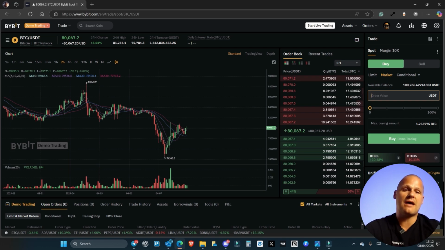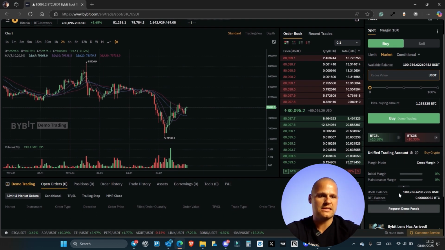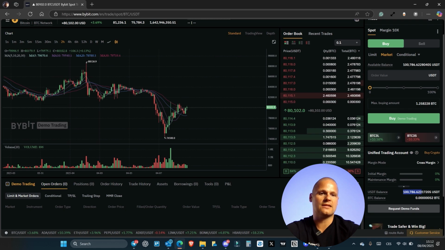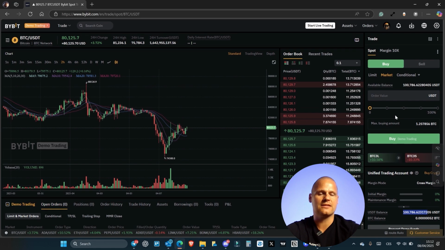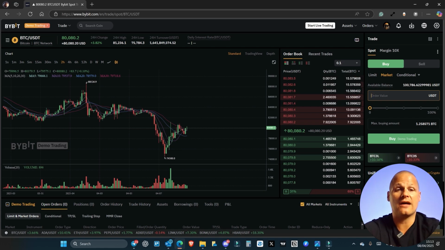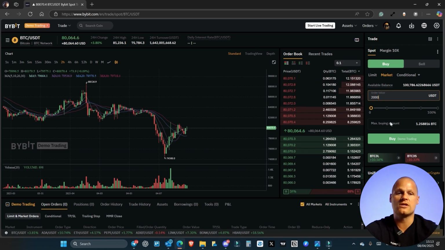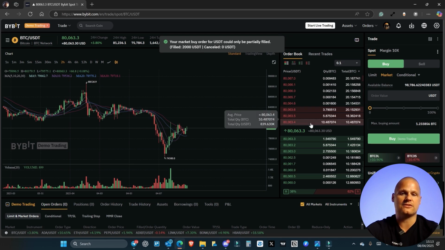Or I can enter the market, which I want to show you right now, and it's simple. So I will add the order value in here. If you scroll lower, you can see my demo balance is 100,000 and something. And right now I'm going to add the order value. So let's say I want to risk 2%, so it's going to be 2,000. And I'm simply going to click buy, boom, and that's it.